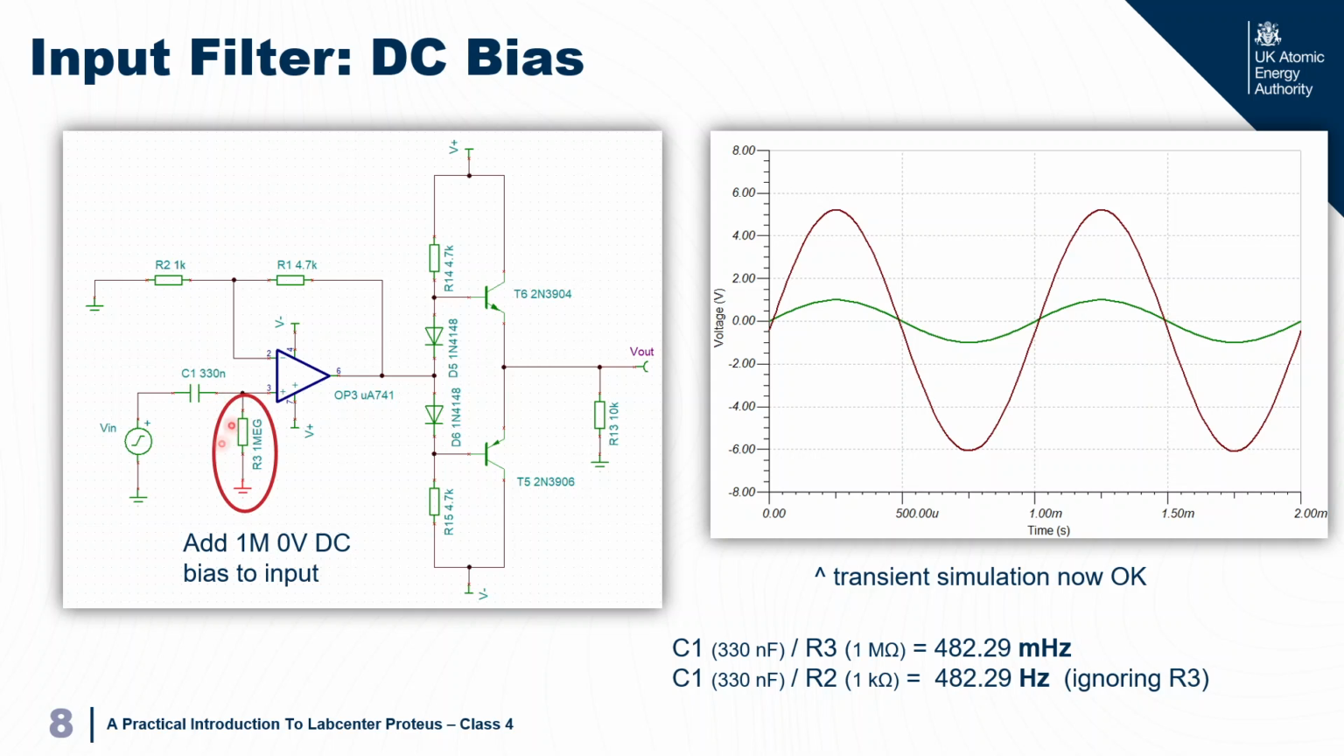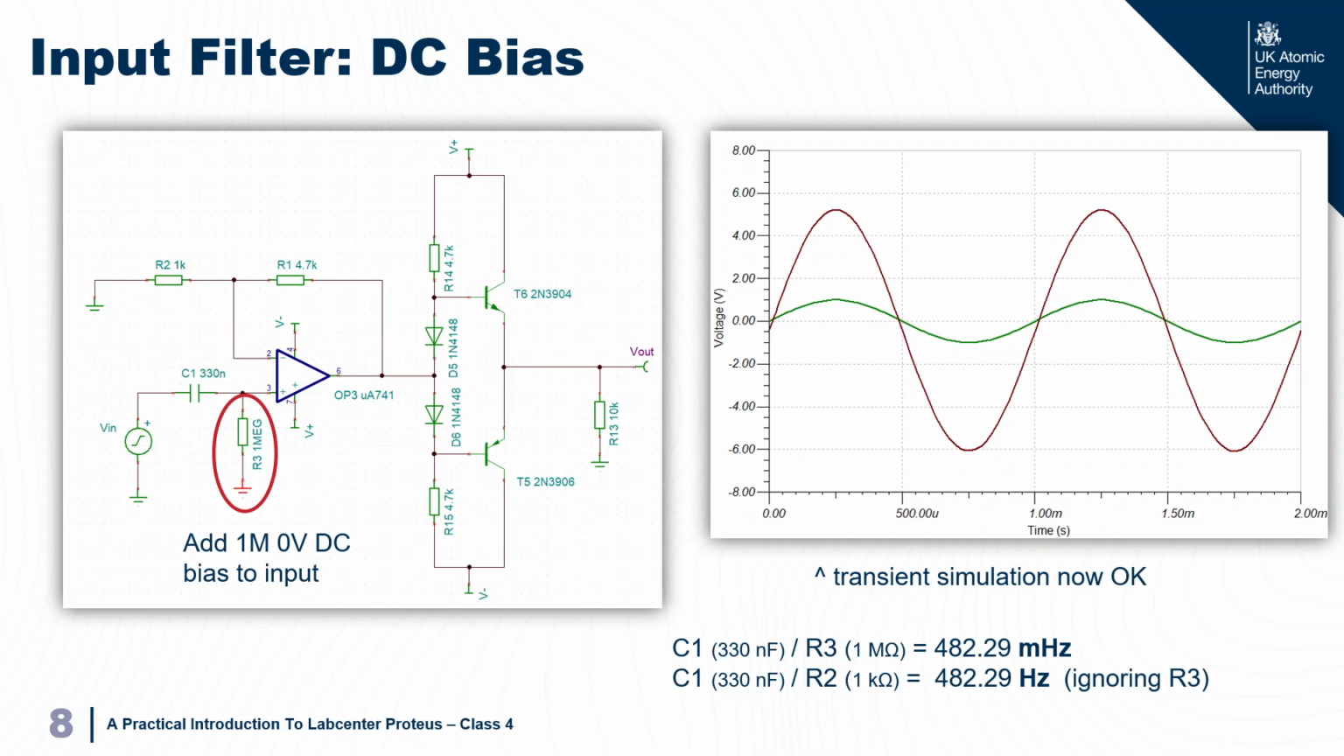So I've added a 1 meg resistor here to give that reference, and it's obviously centered it around 0 volts again. We've got potentially two filters, one created by these two components and one created by these two components. One is 482 millihertz, so half a hertz, and one is 482 hertz.